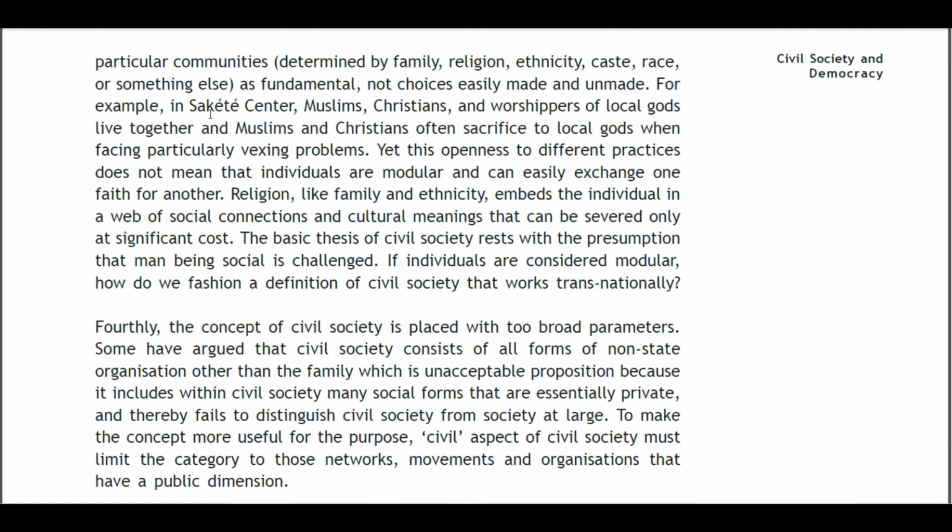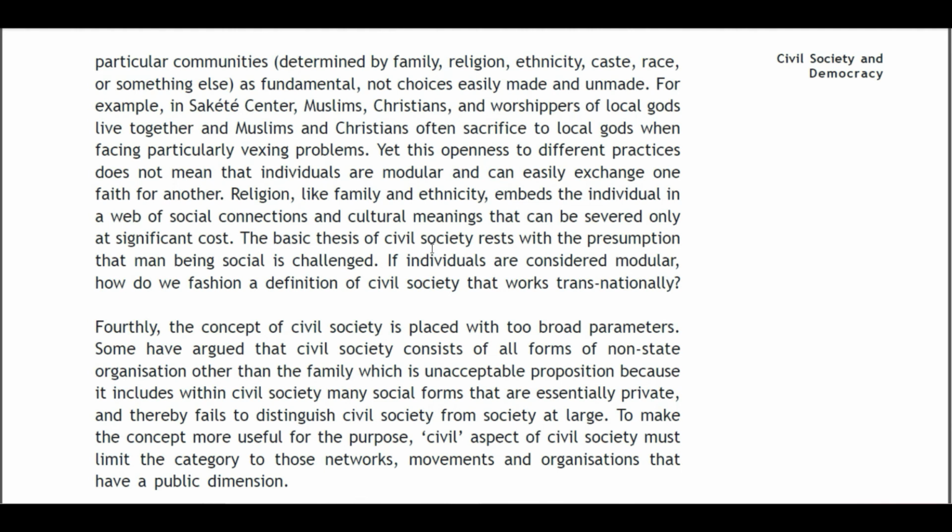For example, in Sakete Centre, Muslims, Christians, and worshippers of local gods live together, and Muslims and Christians often sacrifice to local gods when facing particularly vexing problems. Yet this openness to different practices does not mean that individuals are modular and can easily exchange one faith for another. Religion, like family and ethnicity, embeds individuals in a web of social connections and cultural memberships that can be severed only at significant cost.